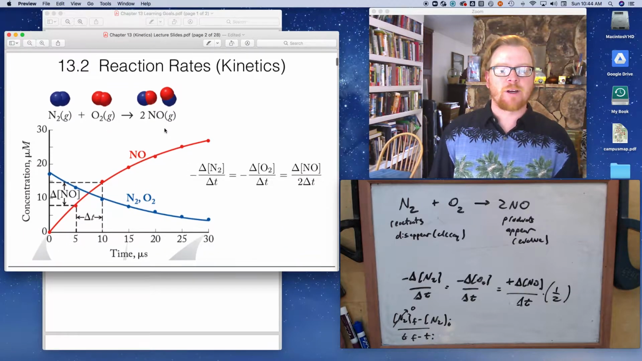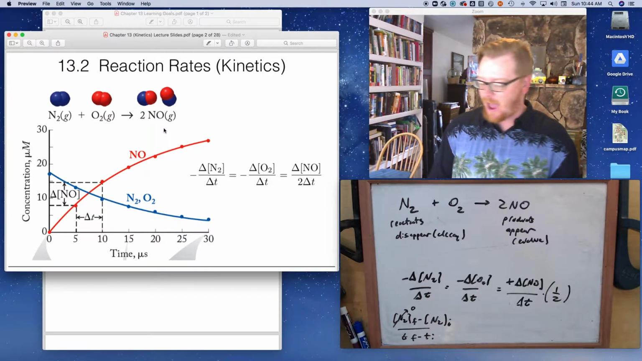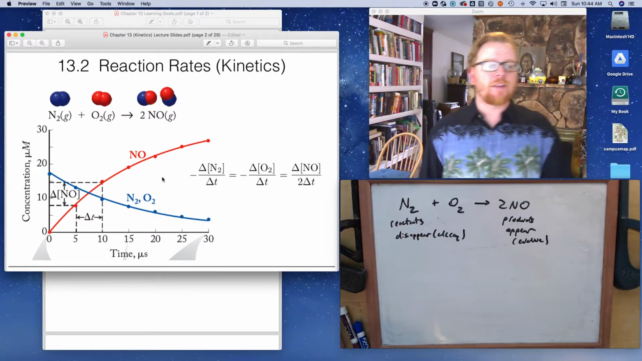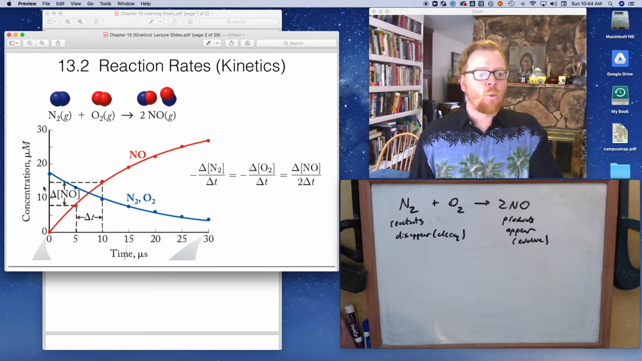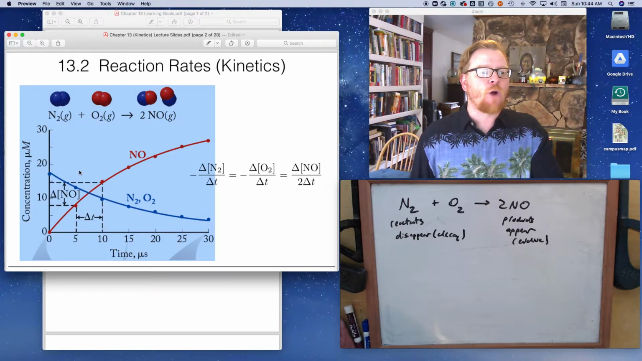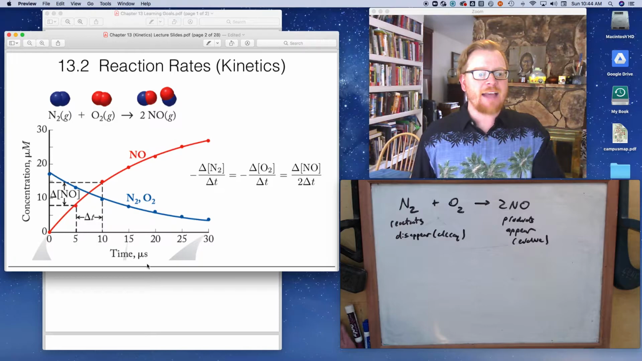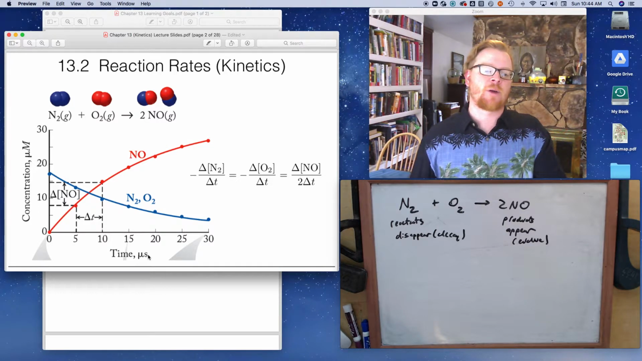So now if we look graphically at what's going on here, on this graph right here, on the y-axis is the concentration, and that's in micromolar. Don't worry about the micro, right? It's still molarity, okay? And then on the x-axis, it's time in microseconds. So this is a really fast reaction at really low concentration.